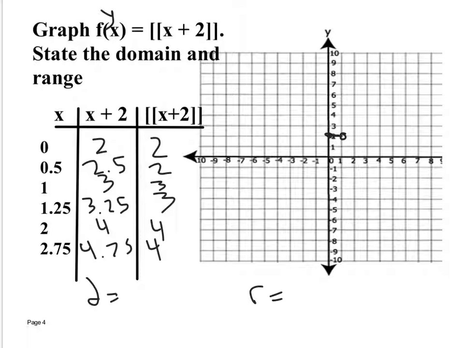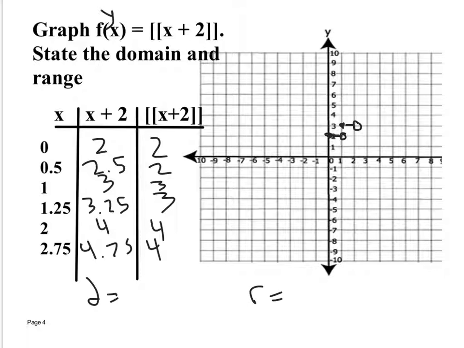Now, once we skip to 1, what did my y become? 3. So I put a closed dot right there, because 3 is included. And then, as long as we don't get to 2, what's my y coordinate? Like if I went 1.25, what's the y coordinate? 3. If I got to 1.99, I would still have a y coordinate of 3. So I put an open dot at 2, and I connect the dots. So you're just steadily making this little step.